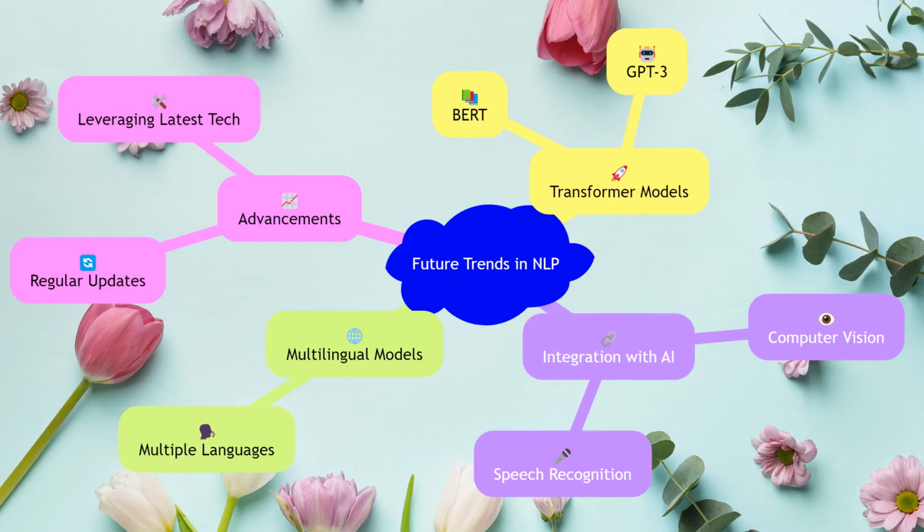The field of natural language processing is constantly evolving, with new trends and advancements emerging regularly. Some of the future trends in NLP include the use of transformer models, such as BERT and GPT-3, which have shown significant improvements in language understanding tasks. Additionally, there's a growing focus on multilingual models that can understand and process multiple languages. Another trend is the integration of NLP with other AI technologies, such as computer vision and speech recognition, to create more comprehensive and intelligent applications. Staying updated with these trends can help you leverage the latest advancements in your NLP solutions.